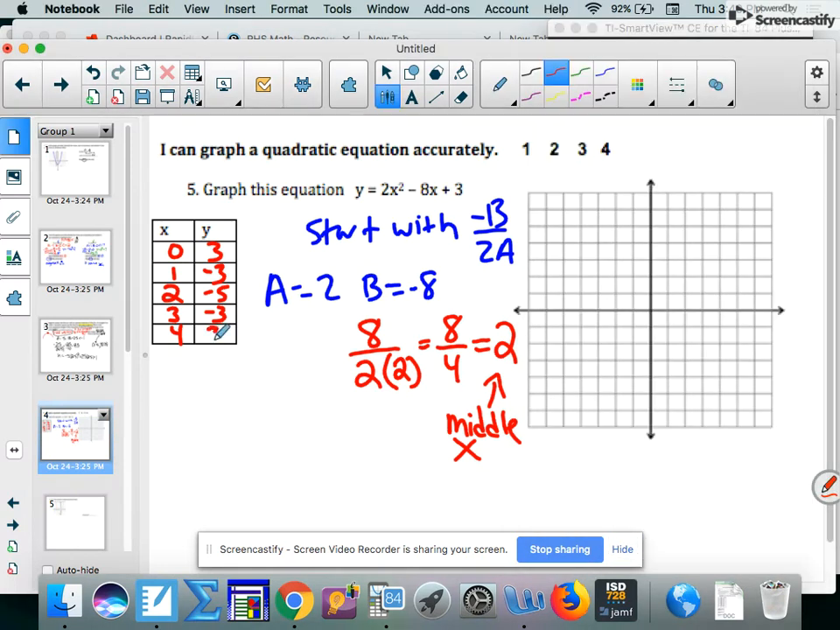So you might notice this pattern that these two match and these two match. That should always be the case if you found the vertex correctly. So if you don't get that, that's a good way to check yourself. Maybe you found the vertex wrong, or maybe just one of those points you plugged in.